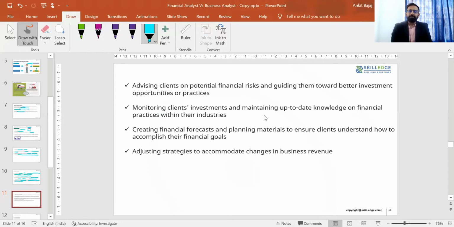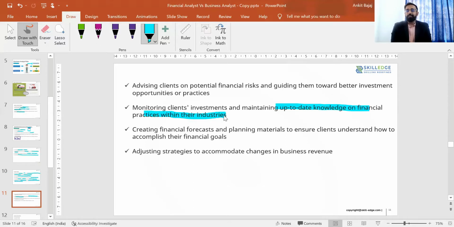Monitoring clients' investments and maintaining up to date knowledge on financial practices within the industries. Right, so basically what RBI or SEBI do, they regularly make amendments in their laws. Right, so how one company can comply with the laws related to SEBI, and there are many laws which are applicable on companies, right? Income tax laws, SEBI laws, Companies Act. So the company has to follow these laws strictly, right?